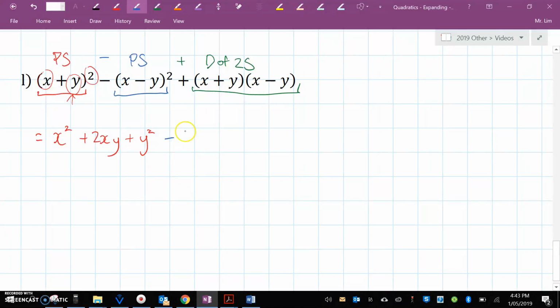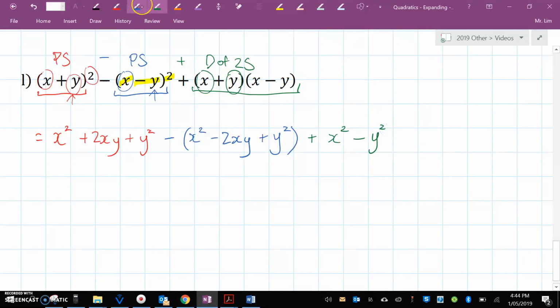Then we need to minus. Because we're minusing more than one thing, we need to put in brackets. So, square the first term, multiply x minus y and 2. X times minus y is minus xy, times 2 is minus 2xy. Square the second term is plus y squared. Difference of two squares. Square the first term, put a minus sign, square the second term.